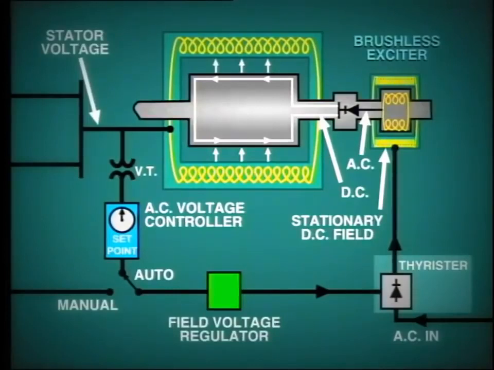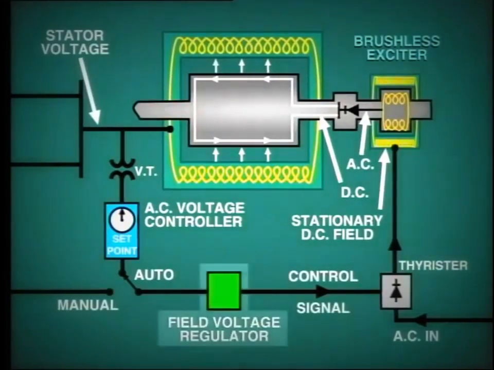Of course, this rectifier is much smaller than the static rectifier that we previously studied because it is only supplying field current to the rotating exciter. However, control is effected in the same manner, that is, by adjusting the firing of the thyristors, and this in turn is governed by the field voltage regulator. The arrangement at this point is similar to the static exciter.